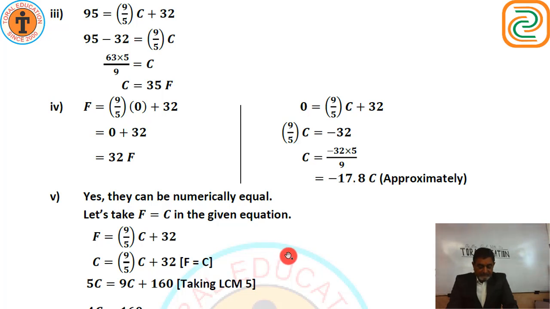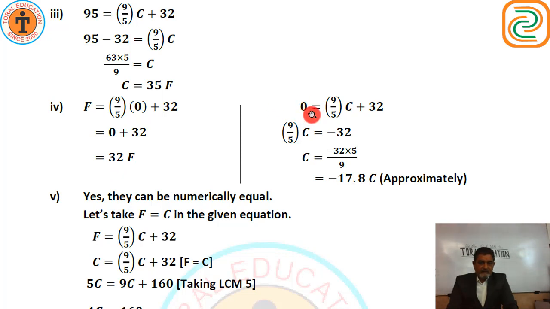If the temperature is 0 degree Fahrenheit, what is the temperature in Celsius? So these are two questions. If 0 degree Celsius, then put here 0. It will be 0, so the whole term is 0. 0 plus 32, that is 32 degree Fahrenheit.